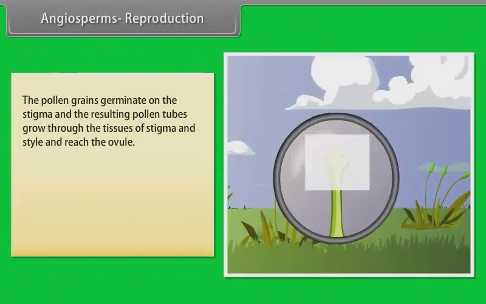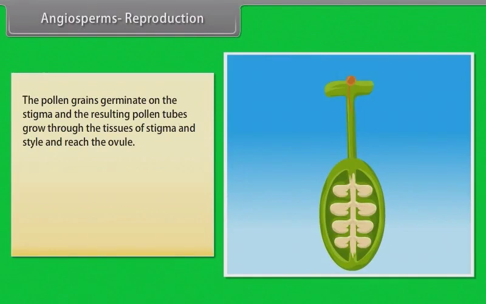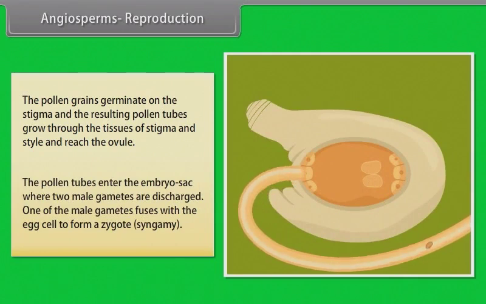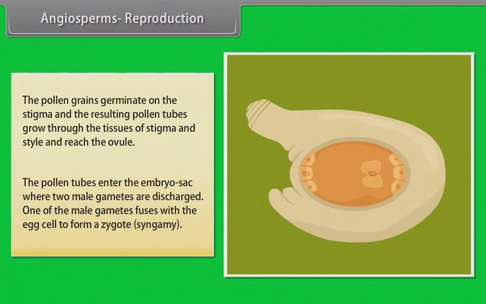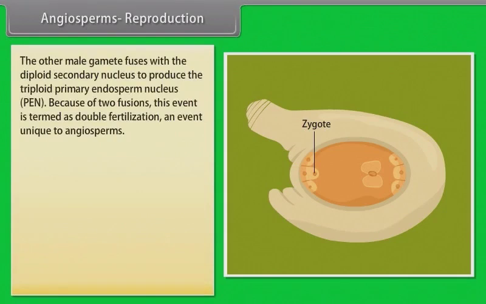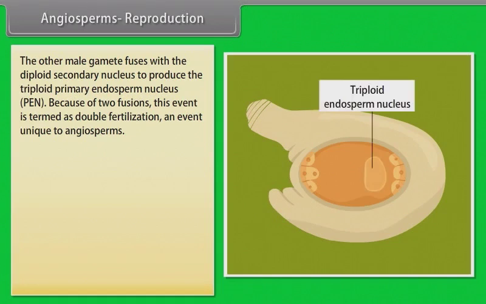The pollen grains germinate on the stigma, and the resulting pollen tubes grow through the tissues of stigma and style and reach the ovule. The pollen tubes enter the embryo sac, where 2 male gametes are discharged. One of the male gametes fuses with the egg cell to form a zygote, syngamy. The other male gamete fuses with the diploid secondary nucleus to produce the triploid primary endosperm nucleus, PEN. Because of 2 fusions, this event is termed double fertilization, an event unique to angiosperms.